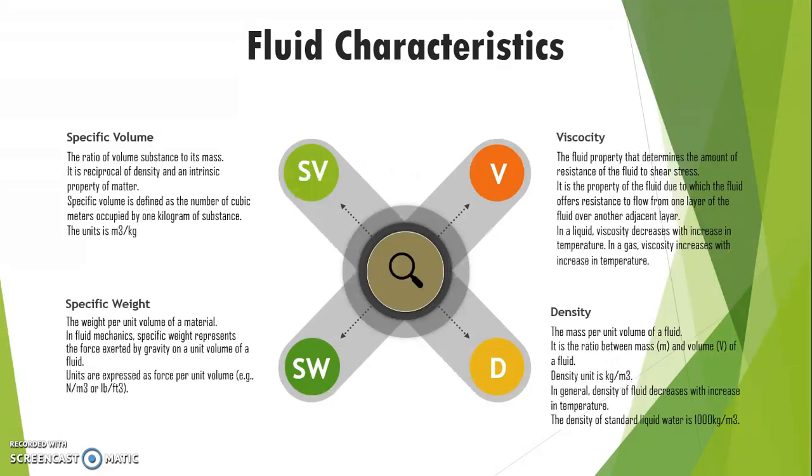The mass per unit volume of a liquid is the ratio between the mass and the volume of a fluid. So density is essentially measured in kg per meter cubed, or we can also use gram per cm cubed. In general, the density of a fluid decreases with an increase in temperature. The density of standard liquid water is 1000 kg per meter cubed.